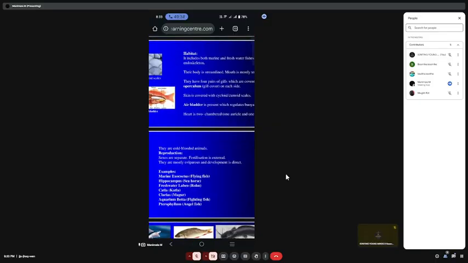Air bladder is present. It helps to regulate buoyancy. Hence, because the air bladder is present, the bony fish can stay at a particular depth without expending energy in swimming.